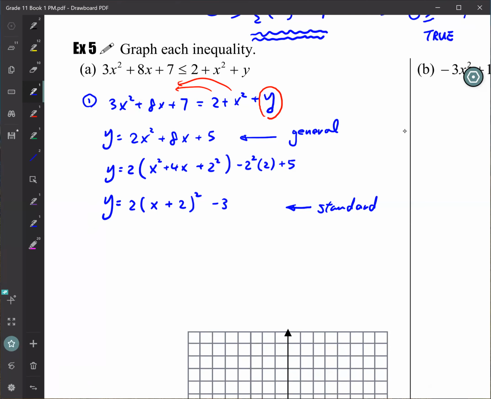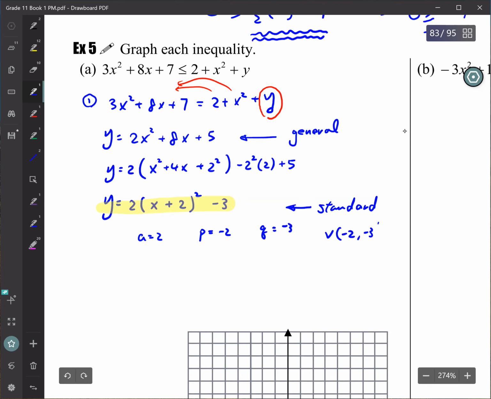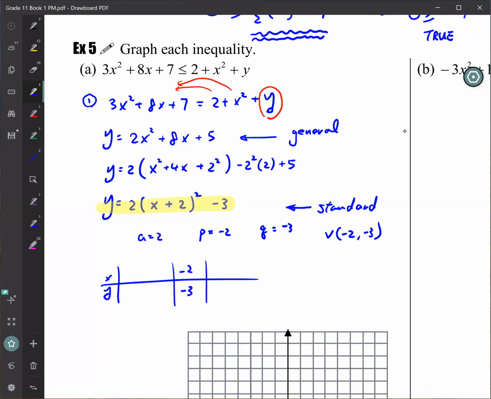So what is the vertex then? Marcus, what's the vertex? Would it be 2 and negative 3? The A is 2, A is the front number. P should be negative 2, yes. Q is negative 3. So the vertex is at negative 2 and negative 3. You will place that number in the middle and then graph points around it.